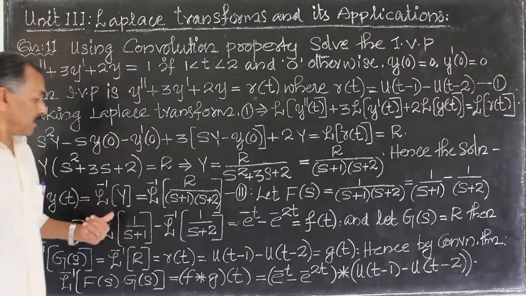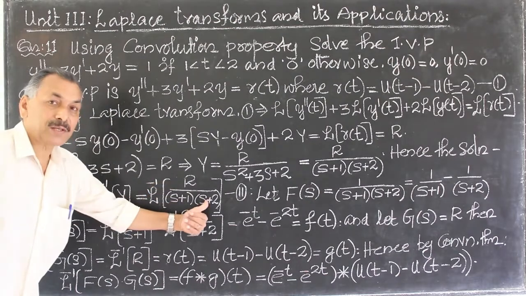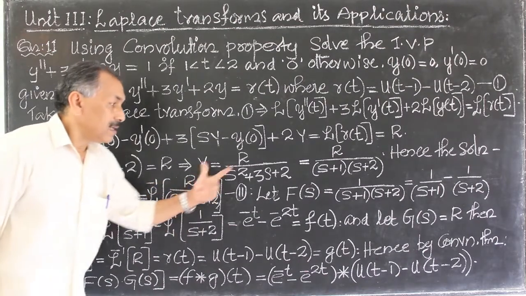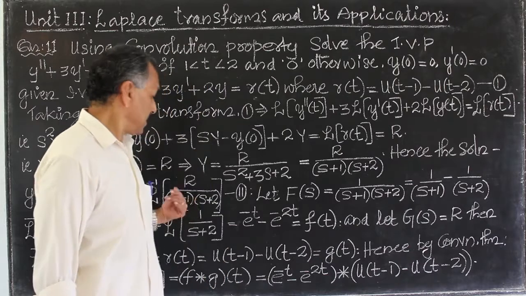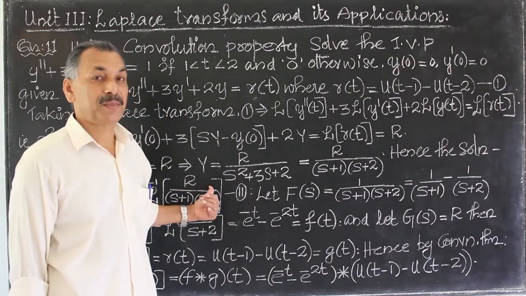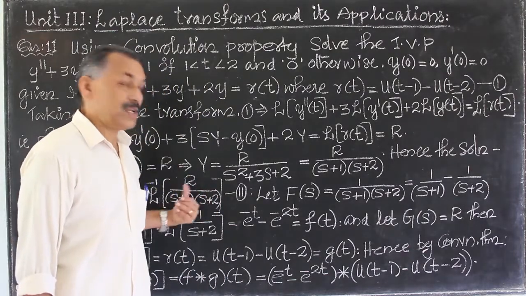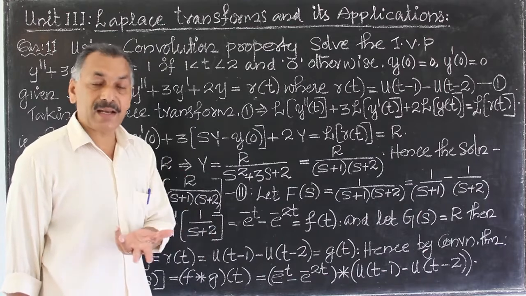Now this is 1 divided by s plus 1 into s plus 2, capital F, which means capital G of s is equal to R. Now this is F(s) into G(s) in the formula: 1 divided by s plus 1 into 1 divided by s plus 2. That is the inverse.